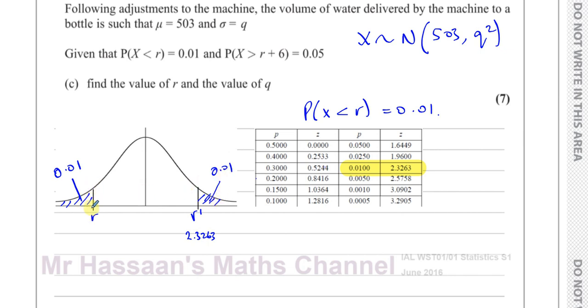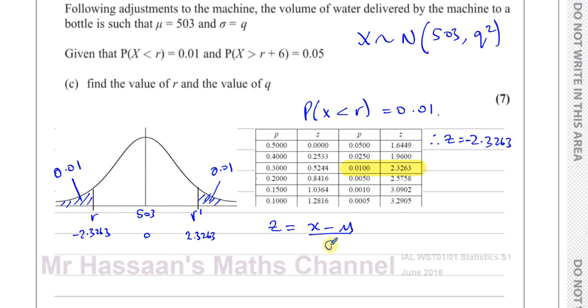So something which is on this side, where the area to the left of it is 0.01, says less than r, that must be 2.3263 standard deviations below the mean. And the mean is 0 when we're considering the z values. So it's negative 2.3263. Remember, this is the actual value of the mean, which is 503. So I know that according to this situation, we can say z is equal to negative 2.3263.